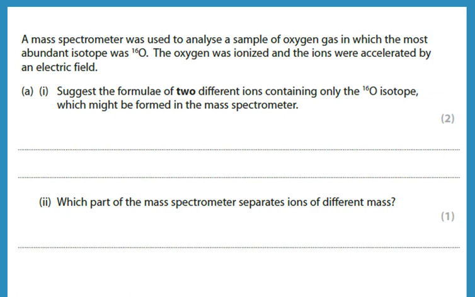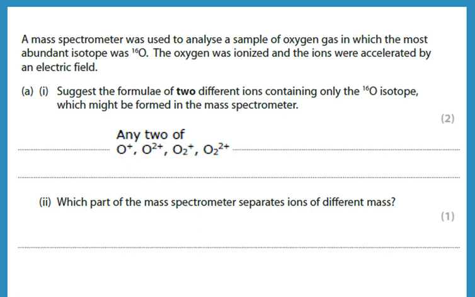Okay, this is a question. A mass spectrum was used to analyze a sample of oxygen gas in which the most abundant isotope was O16. The oxygen was ionized and the ions were accelerated by an electric field. Now, in the first case, he's saying suggest the formula of two different ions containing only the O16 isotope. What are the different ions that we could have? Remember that we said we could either have an ion with 1 plus or an ion with 2 plus, and an ion that has one oxygen atom or an ion that has the oxygen molecule. So any two of these could be your answer because these are the different choices that we have.